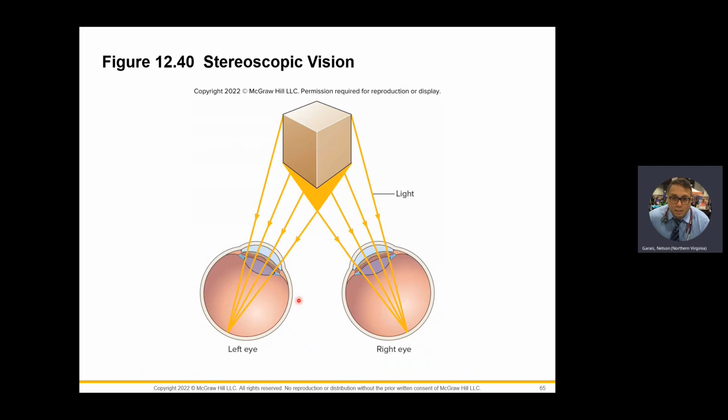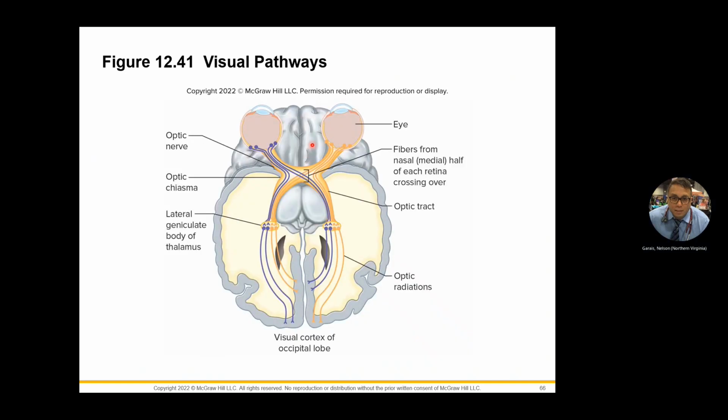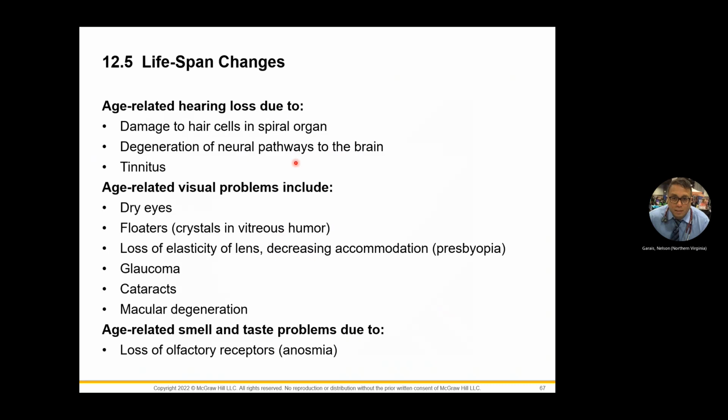This is the reason why you have to have both eyes moving the same way, so you can see three-dimensional objects. Here's also the optic chiasm, where the fibers cross. And that is chapter 12.